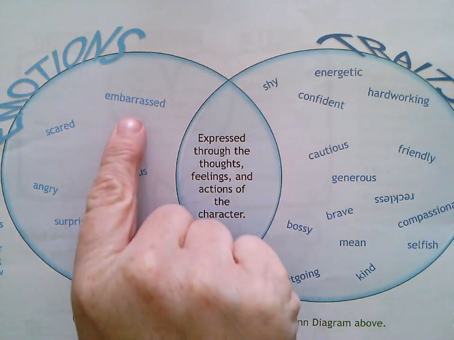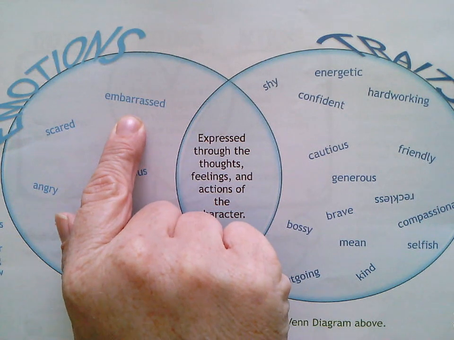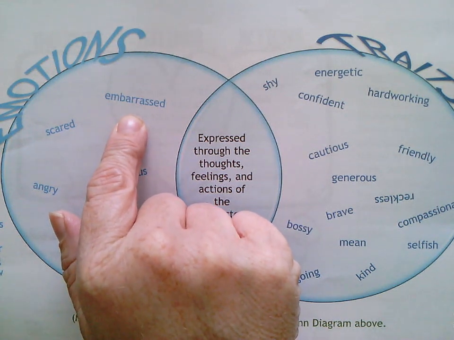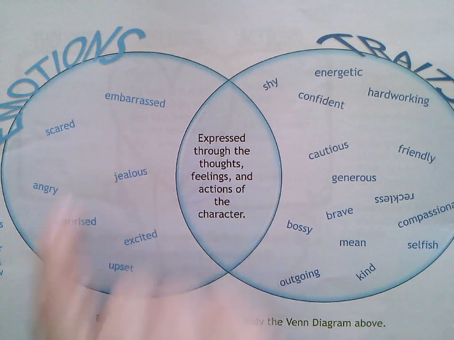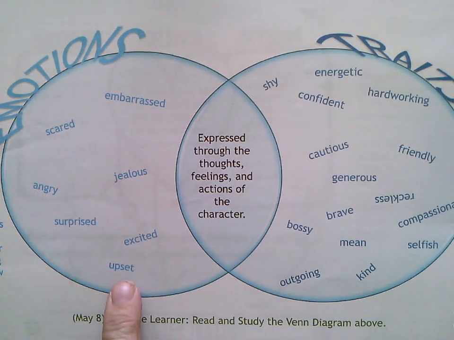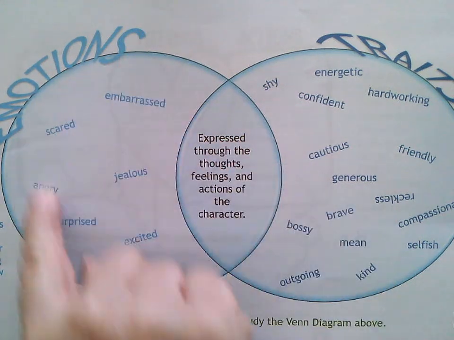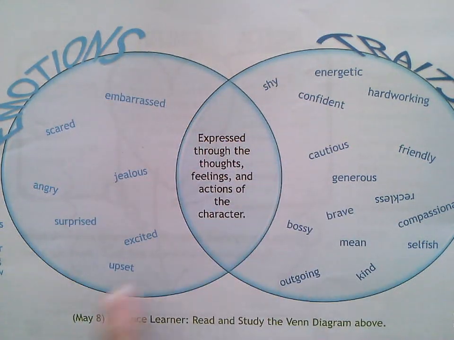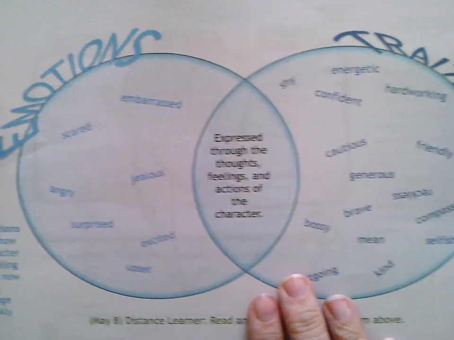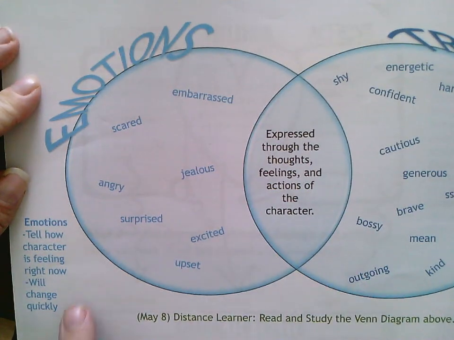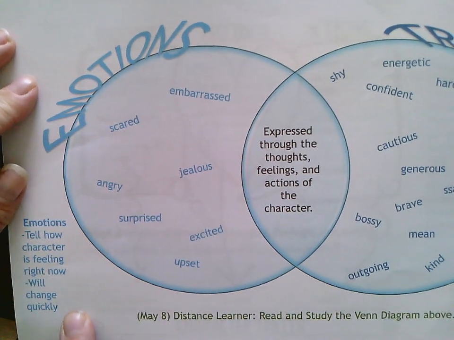They could feel embarrassed right now, but they're not always going to be embarrassed every day, every night, just right now. They could be very upset just right now, but not necessarily upset over a long time. So the emotions are how they feel at any certain point in time. Emotions tell how the character is feeling right now, and the emotions will change quickly.